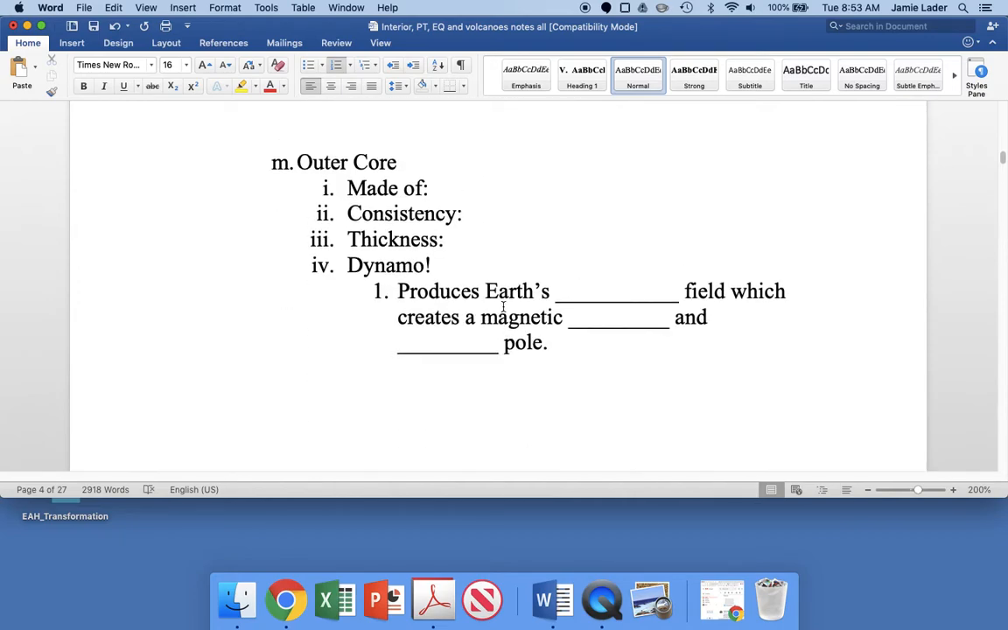So now we get into the most important layer of Earth, and that's the outer core. It is made of lots of iron, and that's the element Fe, ferrous, and nickel.